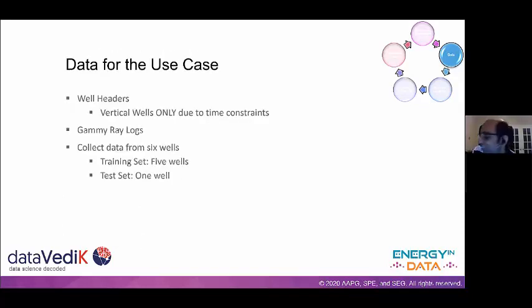In this case, the example that we will take next time will be well headers for vertical wells only. I think we have 6 wells in the training set. We will use 5 wells for the training, and we will use 1 well for the blind test. We will have LAS files for the gamma ray logs and well headers in a simple flat file, and that's where we will start from.